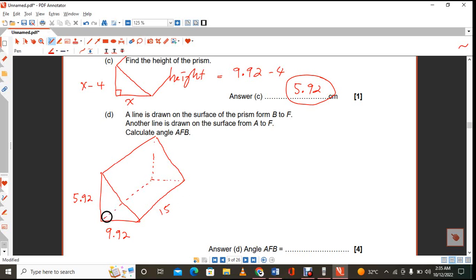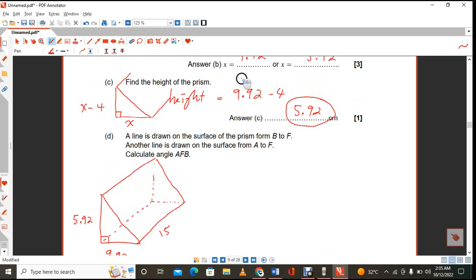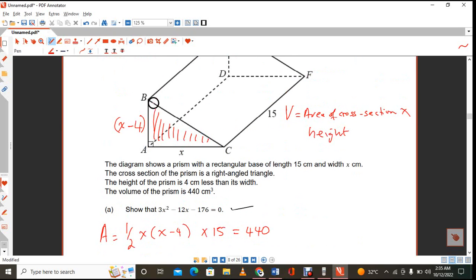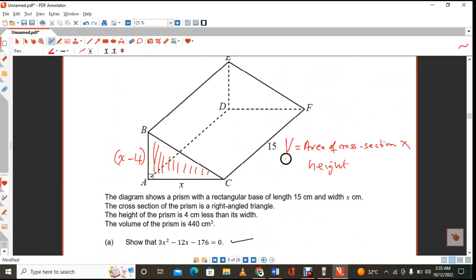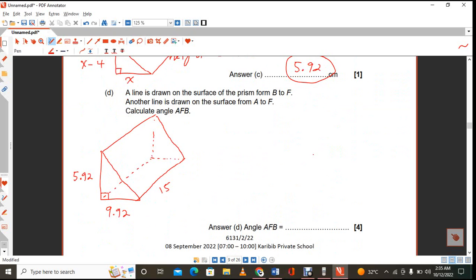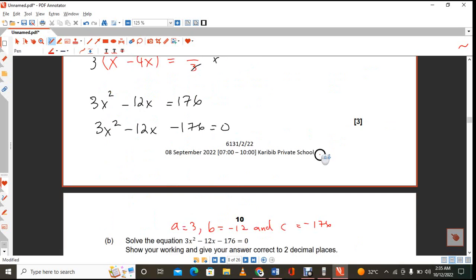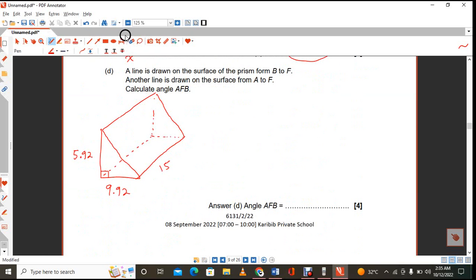Now they are saying a line is drawn. Let's just get our diagram in order, just to see where AFB would be. So ABF, let's say AB. Go back just to make sure B is on top and A is under. So B is there, A is here, F is all the way there. So the line is drawn from B to F. Let's grab green, so the line is drawn from there to there. It's not to scale. And then obviously you have another right angle triangle there. Calculate angle AFB.